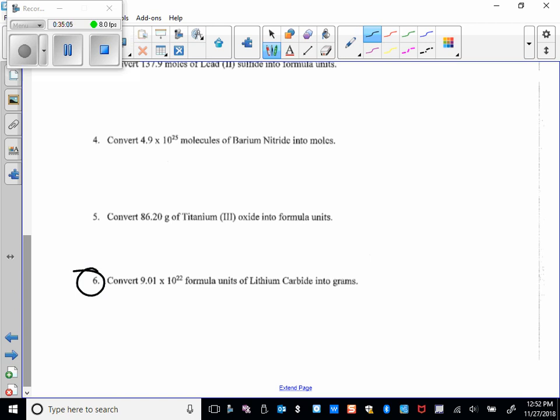What is the charge on lithium? Lithium is +1. Carbon is a what? 4, we are going to take the -4. So which side should I multiply? Lithium by 4. So what is my formula for lithium carbide? Li4C. Are we good? What is given to me? 9.01 times 10 to the 22 formula units. Is that right? What am I going to convert it into?